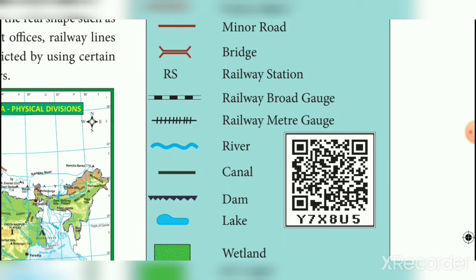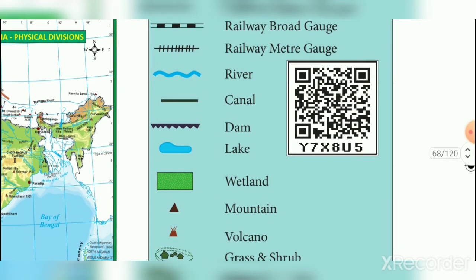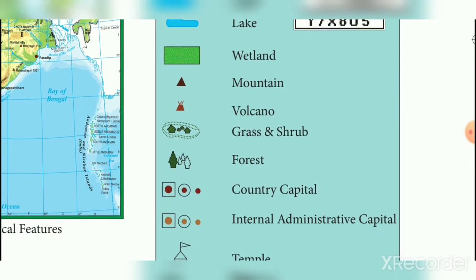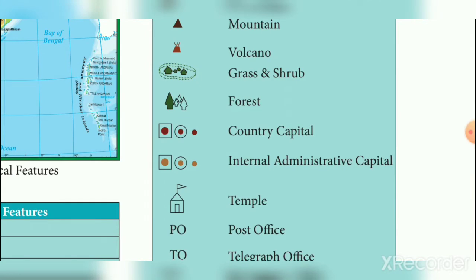You see the river symbol and canal, a black color line tells about canal, and dam, lake, and wetland, a square shaped greenish box for wetland, the triangular brown color for mountain, and valley, you see here, this is the symbol, and grass and shrub, this is the symbol for forest. For country capital, put a dot mark and we have to circle it, or put a dot mark also. So this is what we call the capital of a country.